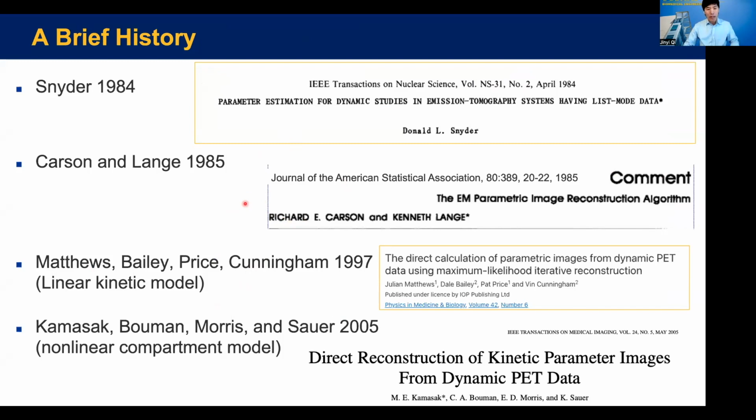About 10 years later, in 1997, Matthews et al. proposed to perform direct estimation of parametric images for linear kinetic models. In particular, they show the result of direct estimation and compare it with the filtered backprojection reconstruction. And in 2005, Chen et al. showed the direct reconstruction of nonlinear compartment model kinetic parameters and showed the benefit of direct reconstruction. Those papers really generated renewed interest in direct estimation of kinetic parameters.